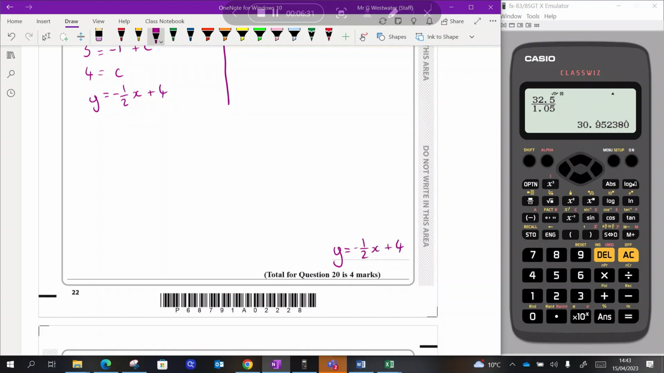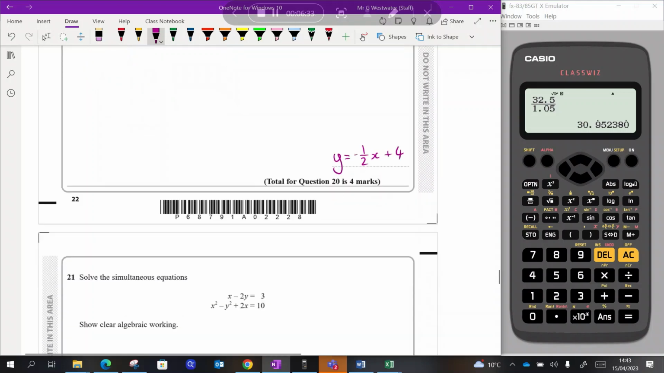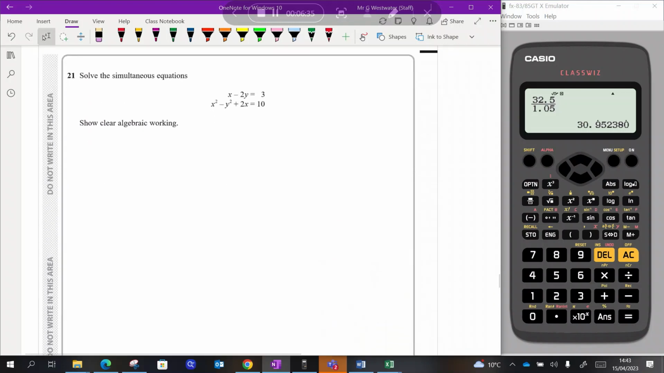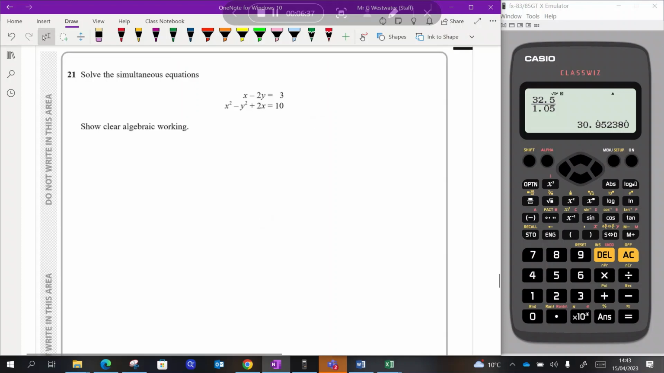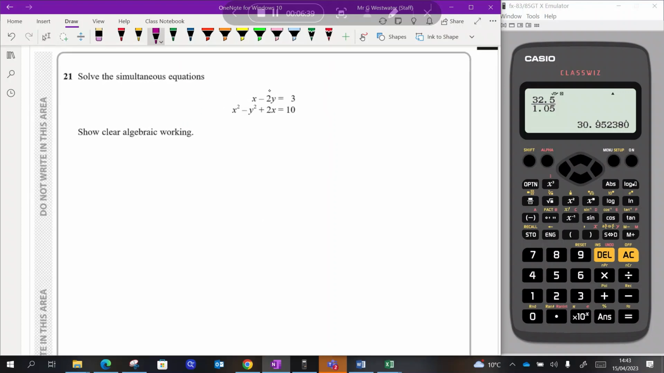All right. On to question 21. And we have a very standard question here, simultaneous equations, but this time we have a quadratic to solve as well. So let's rearrange this, because whenever we've got a quadratic to solve, we have to end up substituting it in. So x equals 3 plus 2y. And I'm going to substitute this in every time I see x in this second equation.